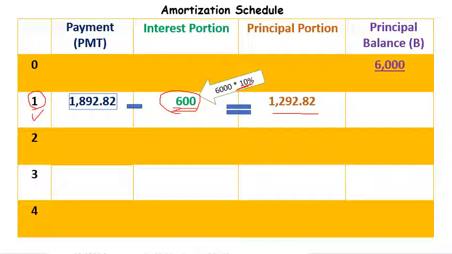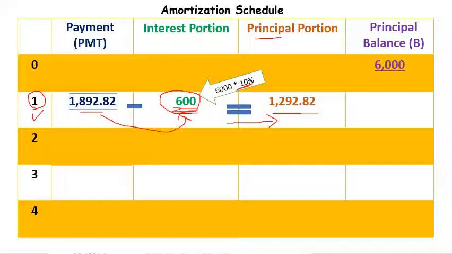In other words, at the end of year one, the borrower will pay the first installment. The first installment equals 1,892. The interest accrued for this period is only 600. So this amount will cover 600, and the remaining will be used to decrease the principal. Call it the principal portion. So the principal will be decreased by 1,292. From what? From 6,000.